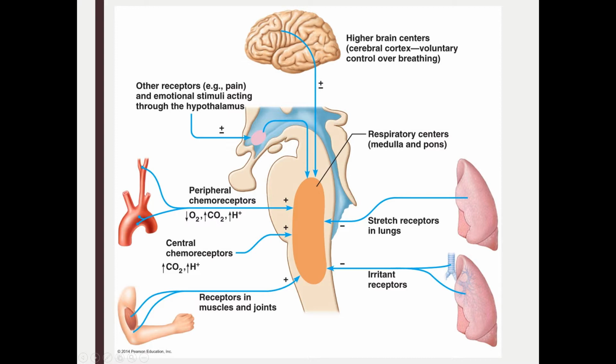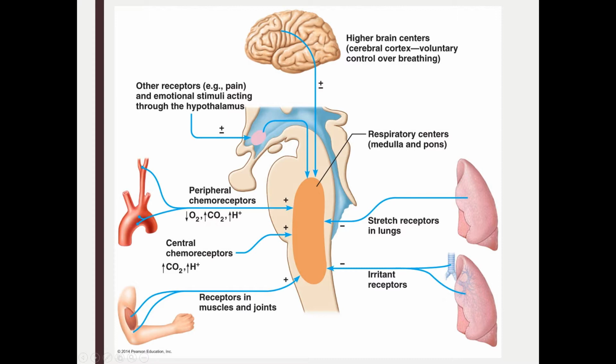Receptors in muscles and joints: there's an idea that as we begin our exercise there are signals that say, hey, look, we're starting to exercise, you better start breathing to get that oxygen down to us before we're just starving for it. So that will also have a positive stimulus on breathing.